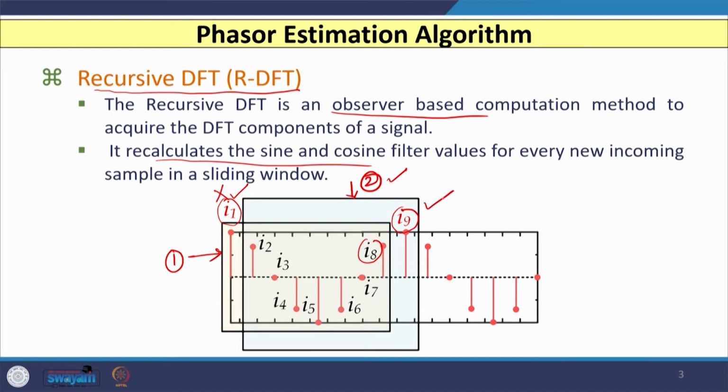So, for window 1, sample number varies from I1 to I8, whereas for window 2 the sample number varies from I2 to I9. So, the only change that is going to occur in window 2 is sample number I9 and sample number I1. So, this clearly indicates that there is no need to calculate samples I2 to I8, because we have already done that in the first window or the previous window.